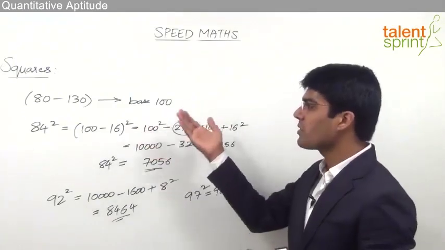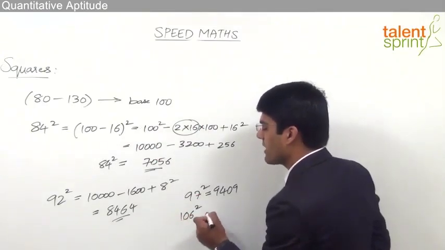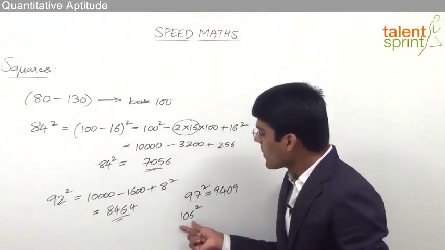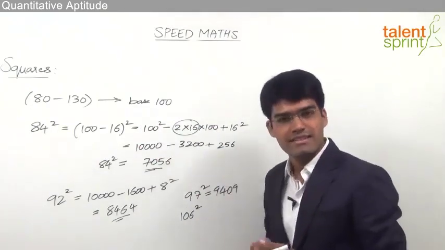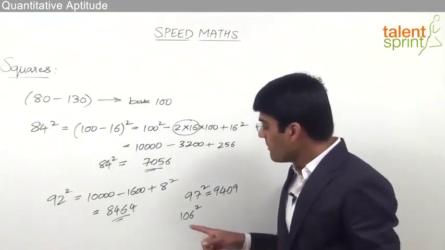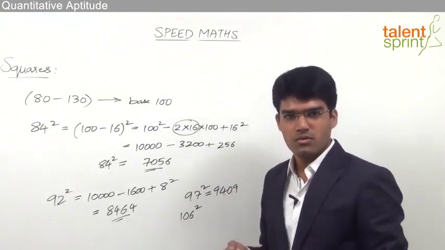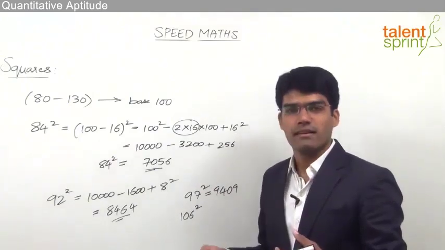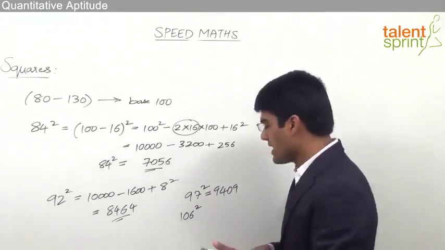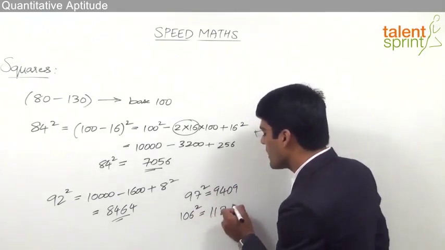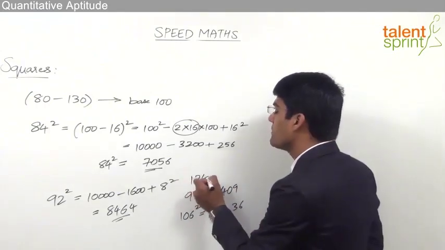Let's see what happens if we cross 100. For example, we have to find out 106 square. Now here 106 is nothing but 100 plus 6. So as per the expansion, the first term is 10,000. Second term, because it is plus 6, we have to take double, plus 1200. So 10,000 plus 1200 is 11,200, plus 6 square is 36. So the answer here will be 11,236.